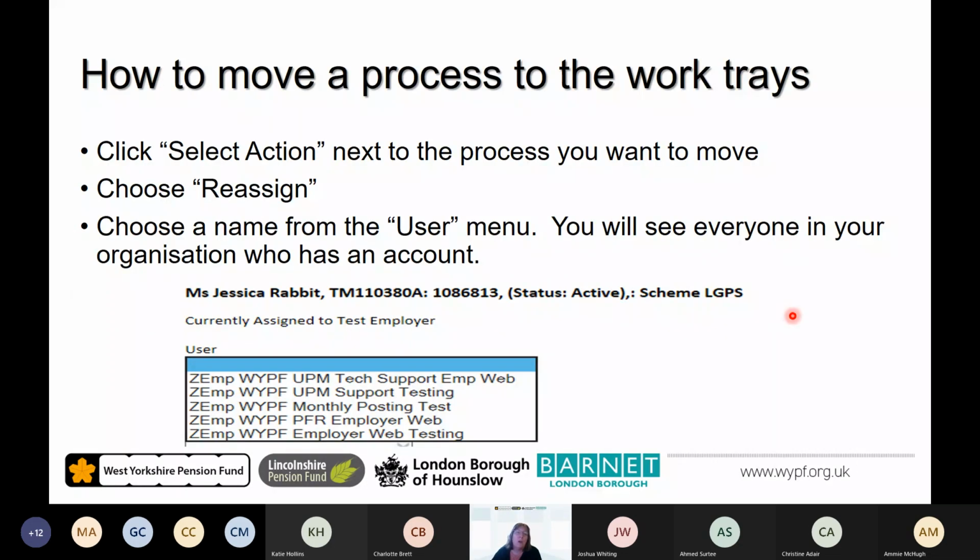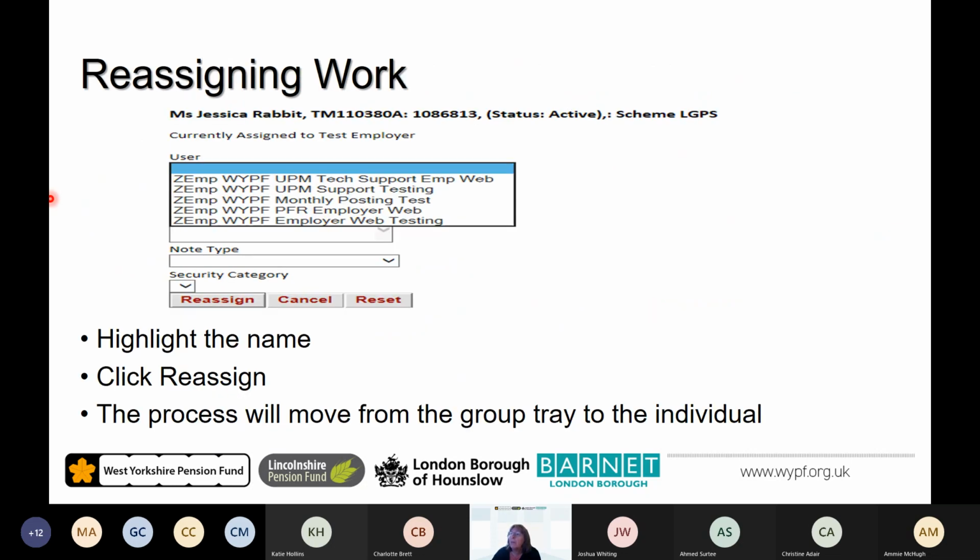So you click on the actions and then you choose reassign. You choose the person that you want to actually do that work. So there'll be a drop down list here. And then you click on it and that will disappear out of the group tray and go to the members or your colleagues' work tray. So just be careful that you reassign and don't cancel.